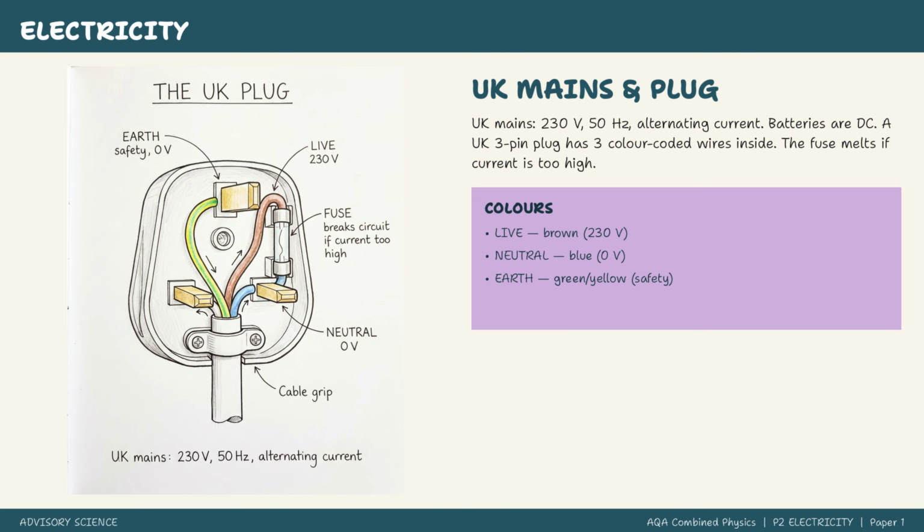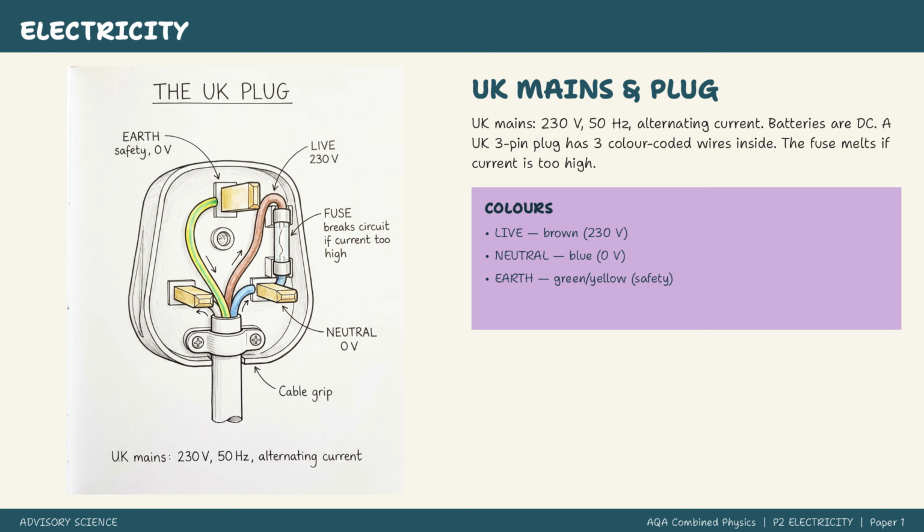The live wire is brown and carries the dangerous 230 volts into the appliance. The neutral wire is blue, and it sits at 0 volts and completes the circuit by carrying current away. The earth wire has green and yellow stripes, and it sits at 0 volts and is a safety wire that only carries a current if a fault occurs.